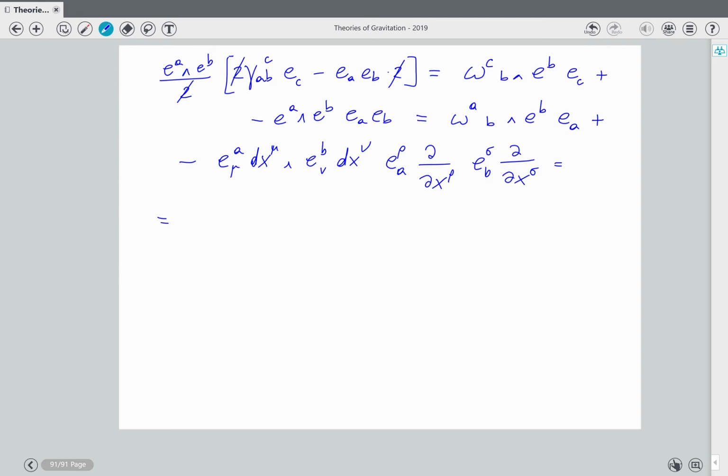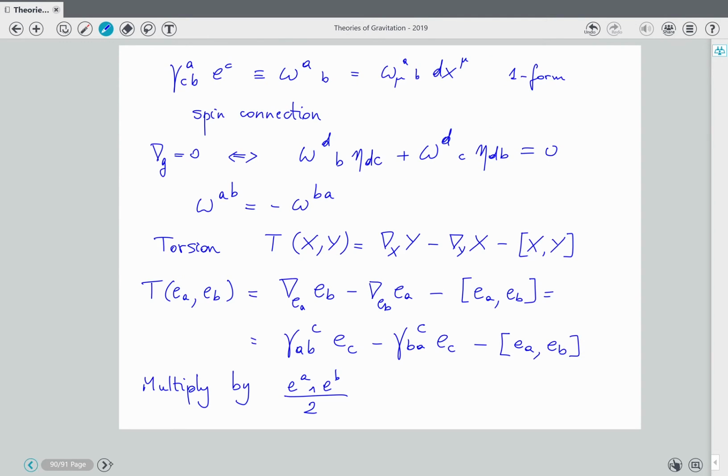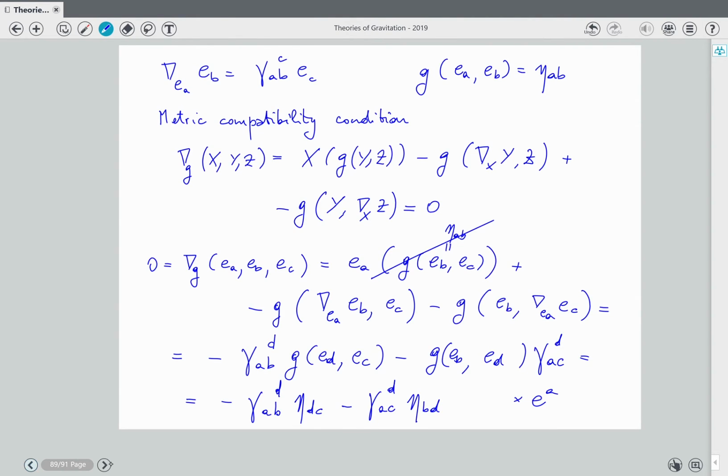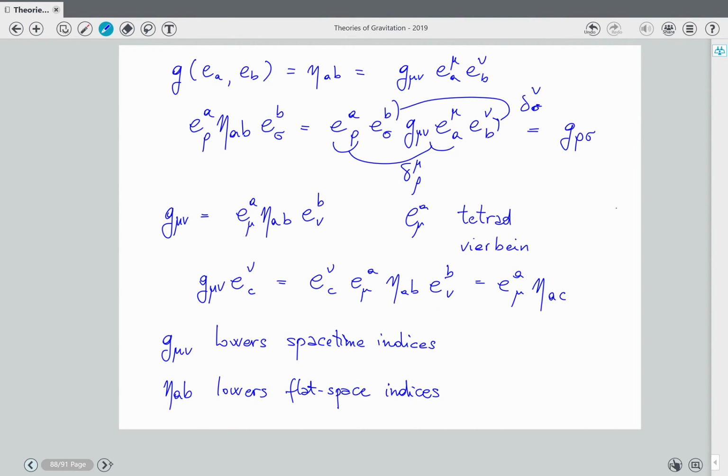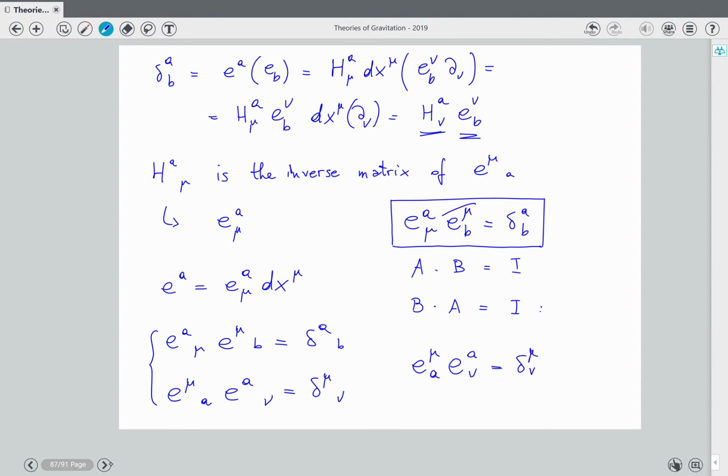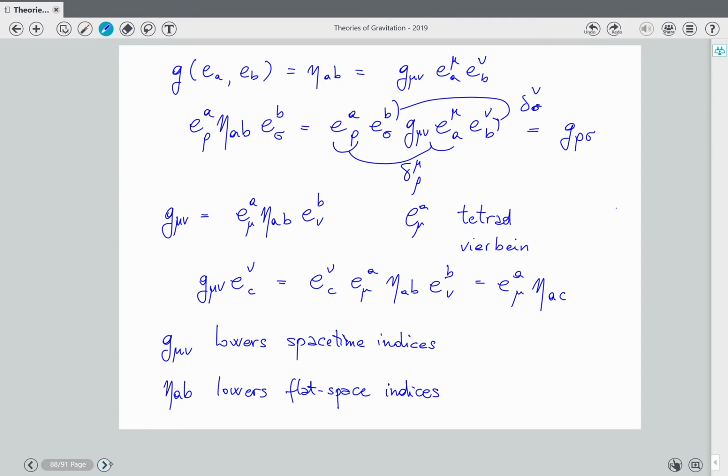How do we simplify that? Well, remember that these matrices E are one the inverse of the other depending on where the indices are. So if you contract two space-time indices, you get a delta in flat space indices. If you contract the flat space indices, you get the metric.